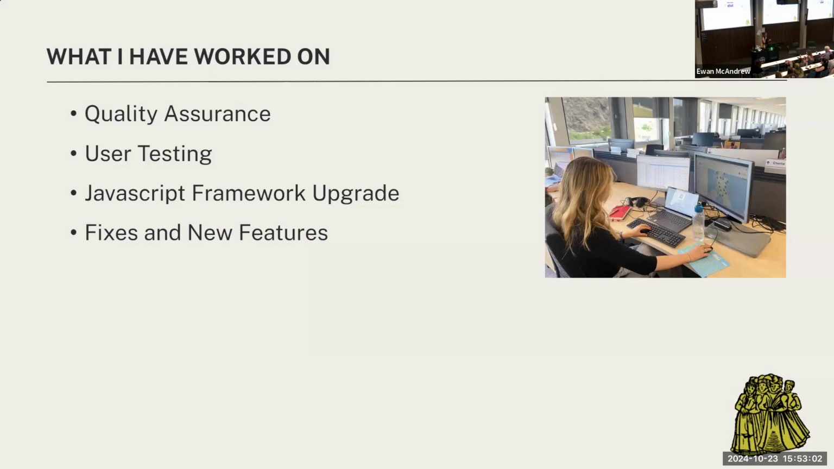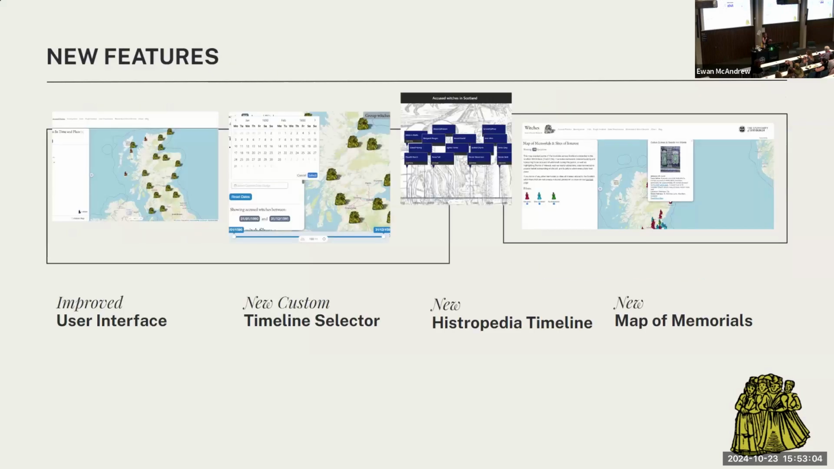So the interface has changed from the original version that launched in 2019, with the filters being on the right side, and you can now use multiple filters at once. We have a more responsive timeline, and you can also select custom date ranges if there are time periods that you specifically want to find out about. We have the new Historypedia timeline, which is an interactive timeline which shows you the investigations in order of date, and you can click on them and get links to some of the original sources, like the Privy Council records and things like that.